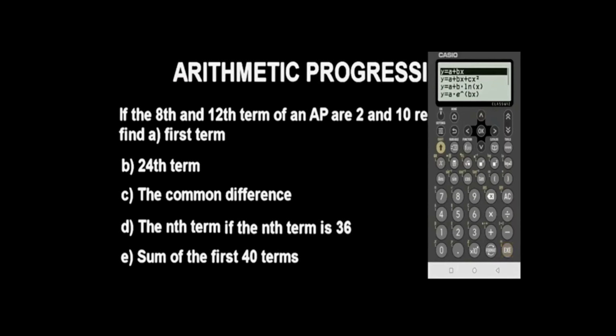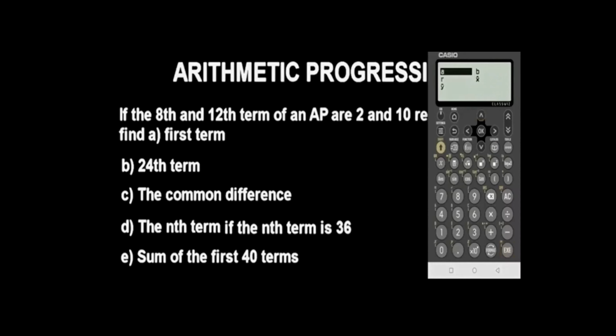Then when you get here, pay attention here guys. This first option, y equals a plus bx, is for AP, arithmetic progression. Very important, press execute. Alright, now once you get here, we want to find the first term. Now you press this catalog button. Under this, go for this statistics option, execute. Okay, when you get here, go for regression, press execute.